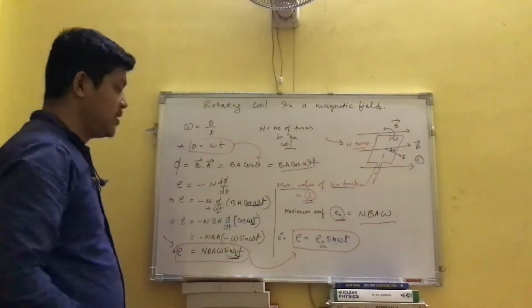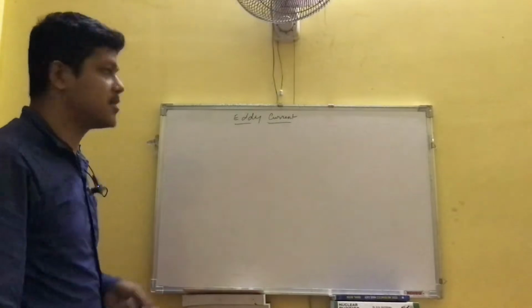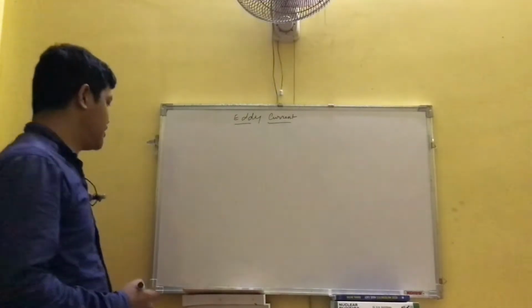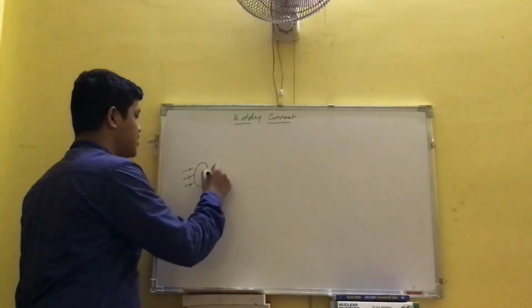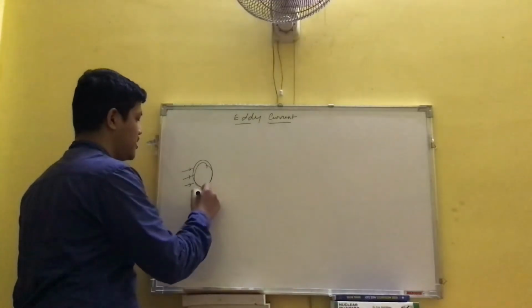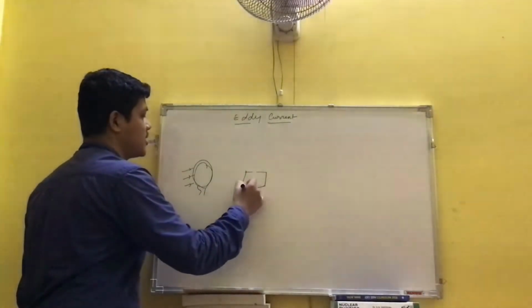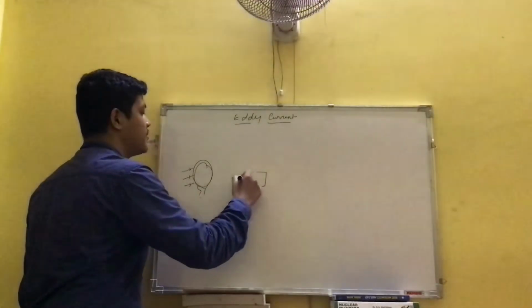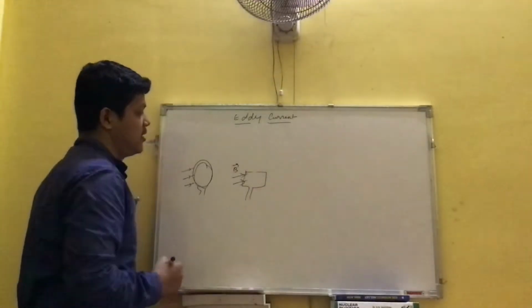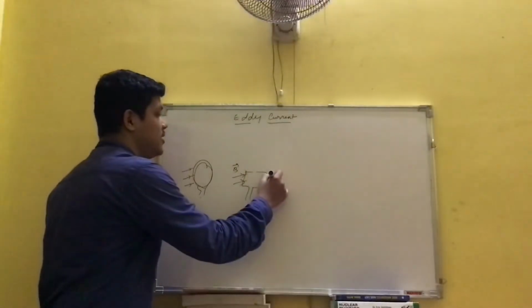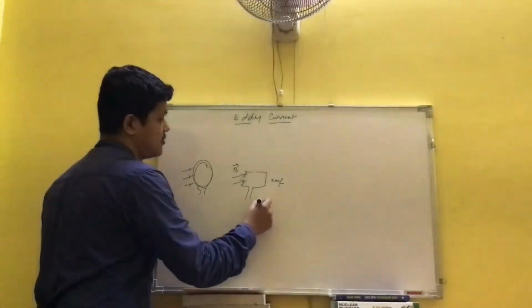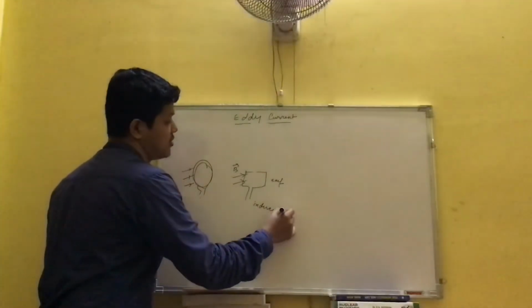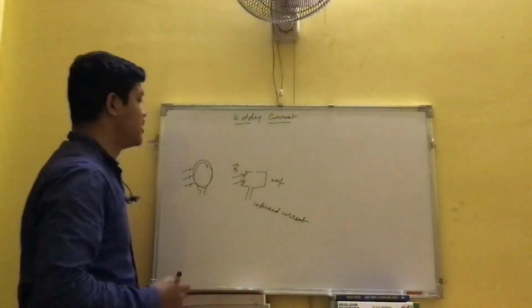Now let us discuss eddy current. We know that when magnetic flux changes across a coil, maybe in this shape or a rectangular or circular shape, whatever, then EMF is induced here, and that's why current is also induced.